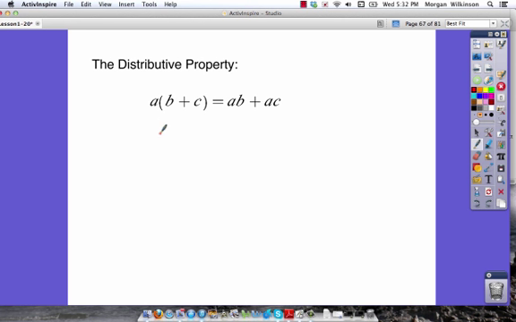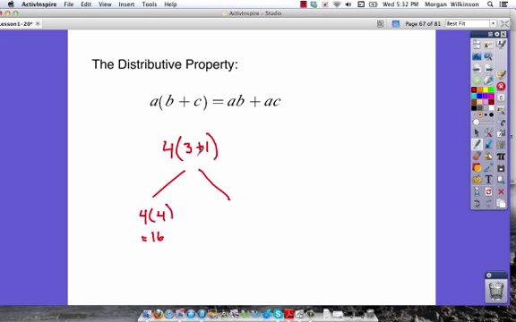Now if we use the distributive property, we can look at a problem like this. Let's say we have 4 times 3 plus 1. If we had this, there's 2 different ways to solve. Of course, we could say 3 plus 1 in parentheses, that's 4, times our 4. We get an answer that's equal to 16.